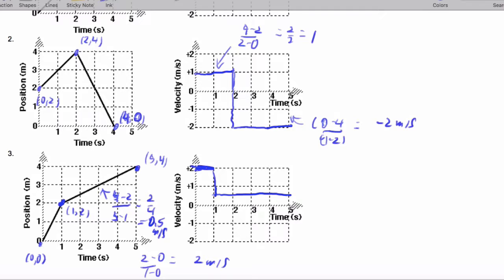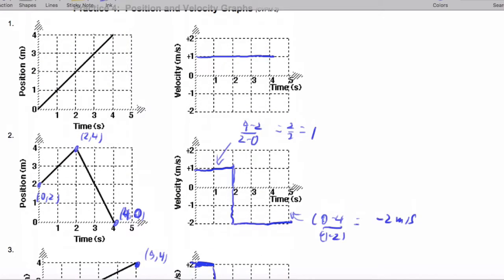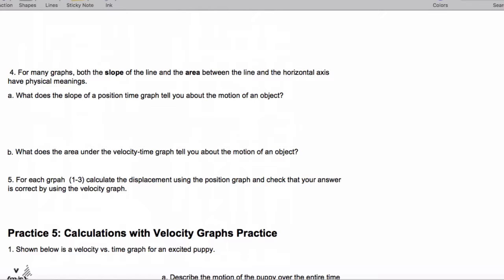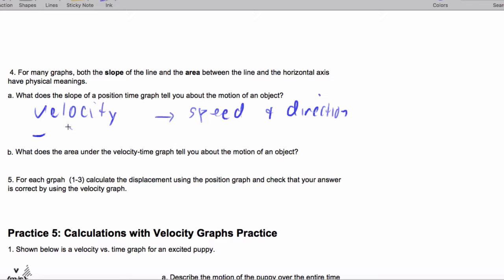Okay, so that's the velocity graphs. And then we got a couple questions. It says, what does the slope of a position graph tell you about the motion of the object? It tells you the velocity. And the way you could also say that is speed and direction. Okay. And let's just remember that negative means backwards and positive means forwards, okay? What does the area under the velocity time graph tell you about the object? How far it goes, how far it ends up from where it starts.